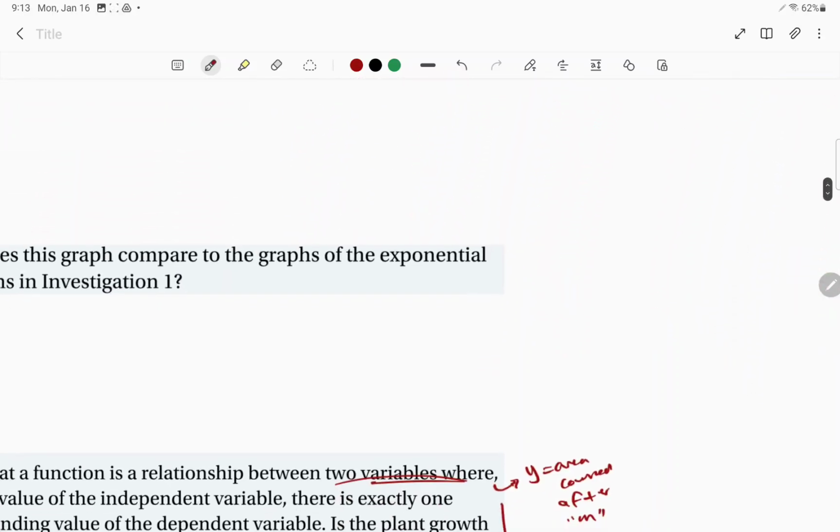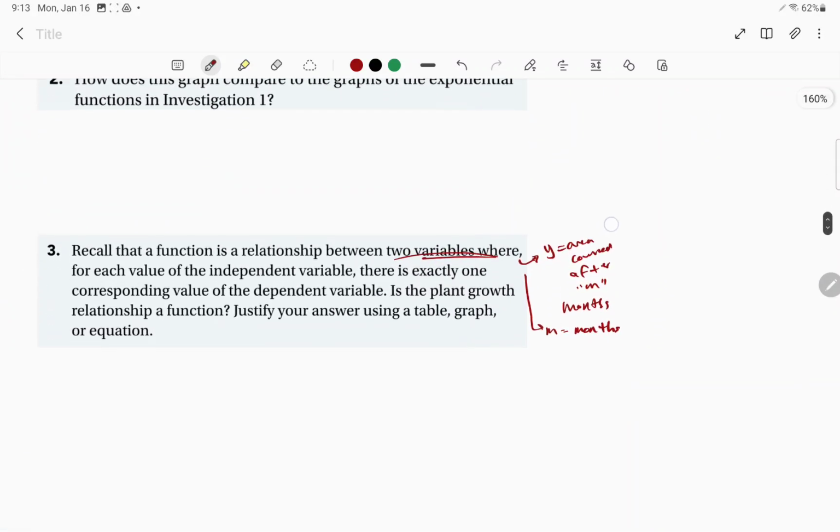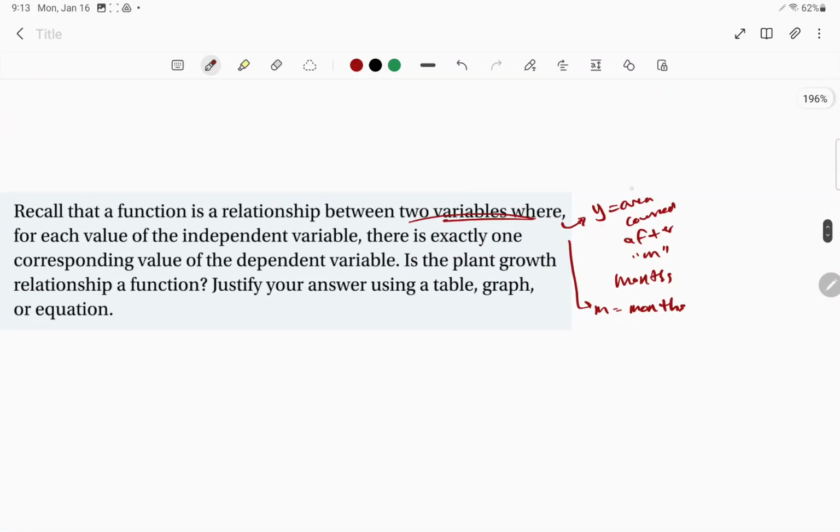And then also, this y value, that's the area, that was our dependent variable, and the number of months is your independent variable, because how much is covered depends on how many months have gone by.